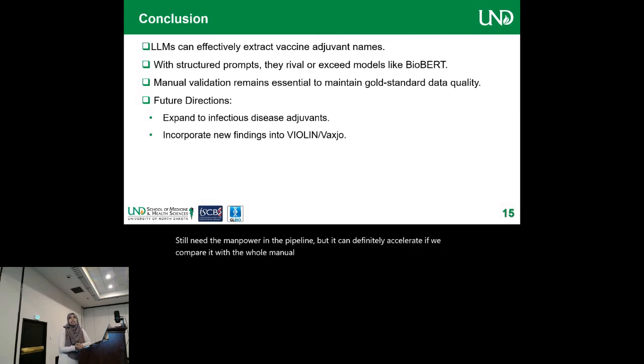So our future direction is that we want to extend the scope towards the infectious disease adjuvants. We want to start with targeted PubMed articles and clinical trials by pathogen classes. And also, once we have the pipeline ready, we want to incorporate the new findings into the Violin or VaxGeo to support the community accessible knowledge bases and accurate vaccine research.